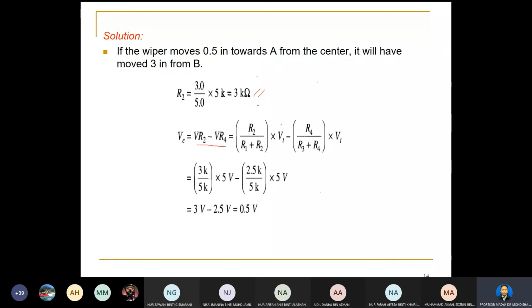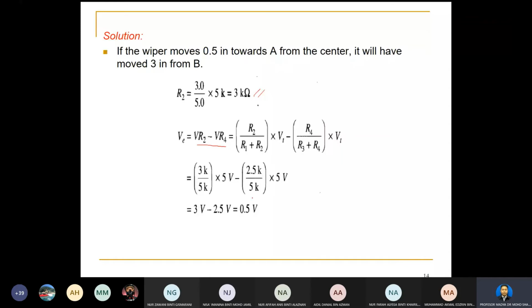If you refer to the Wheatstone bridge, that is the same formula. So R2 divided by R1 plus R2 multiplied by VT, minus R4 divided by R3 plus R4 multiplied by VT. Then just substitute the values for R2, R4 and R3, so you can get this. So the new output is 0.5 volts.